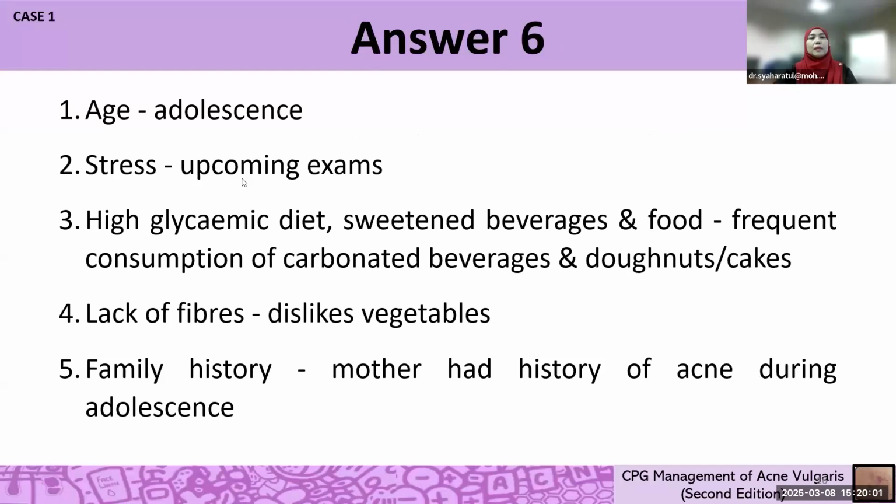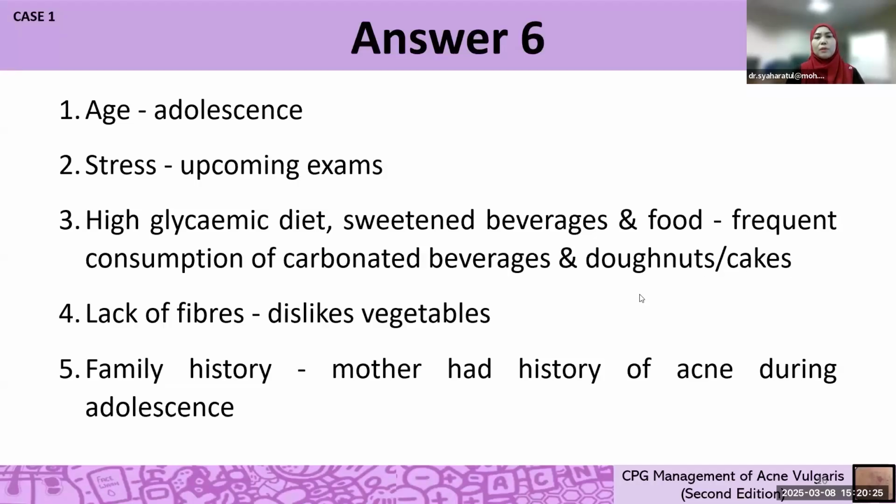Okay, so age. She's in the adolescence age group, which is the age where there is a higher risk of getting acne, and they may get severe acne in this age group. Stress, upcoming exam, and high glycemic diet, sweetened beverages and food, frequent consumption of carbonated beverages and donuts, cakes.